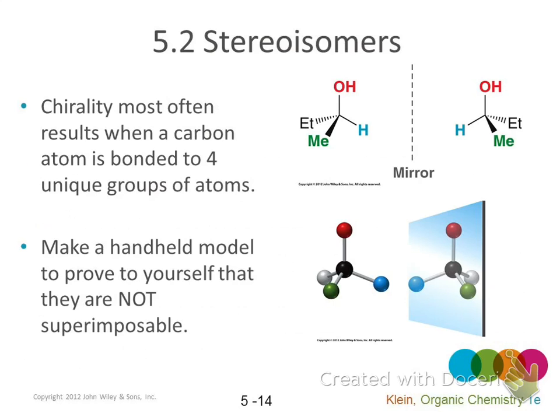So here's the key. For chiral objects, the most common way to get chiral objects is you have a carbon with four different groups attached to it, and that makes it chiral. And I already made the handheld model to show that the mirror images are not superimposable, so I'm not going to spend a lot of time on that. But if you have four different groups on a carbon, then it is very likely a chiral molecule.